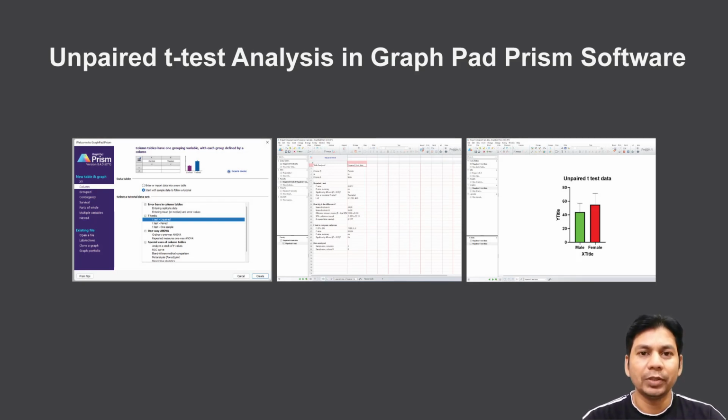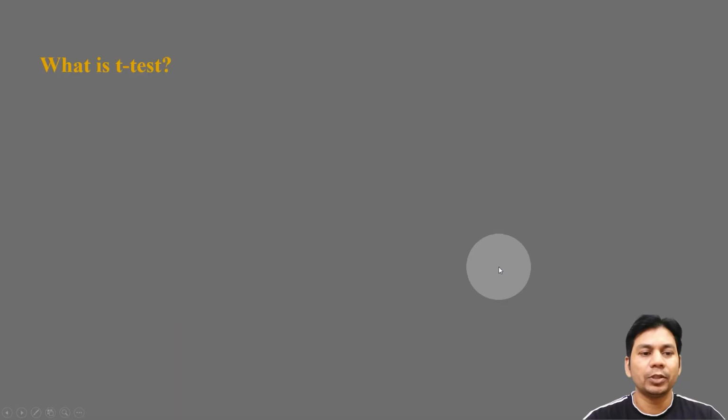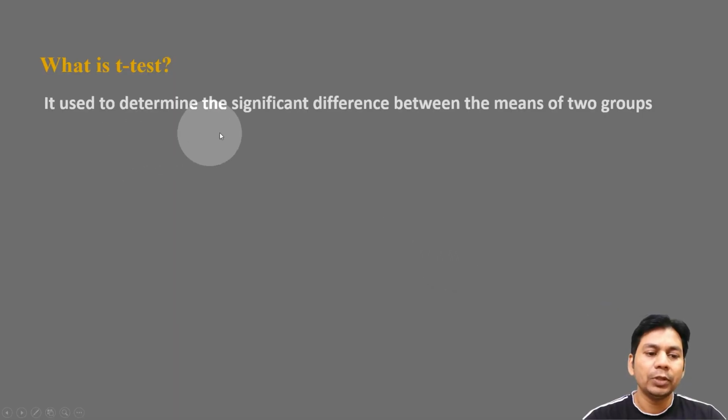My name is Sasi Chauhan and today I am going to show you how you can perform the unpaired t-test in GraphPad Prism software. So first of all, what is a t-test? It is used to determine the significant difference between the means of two groups.